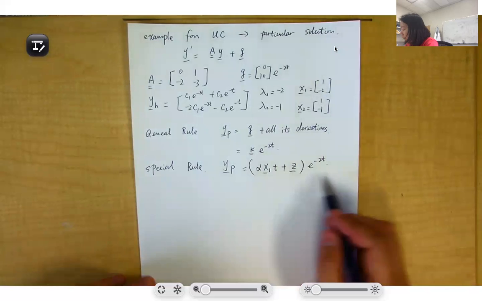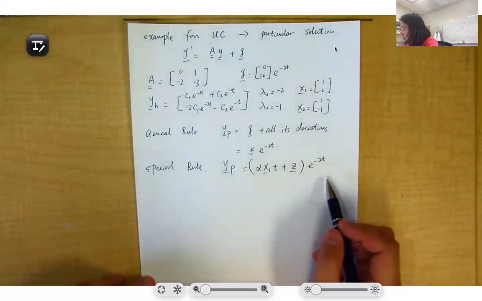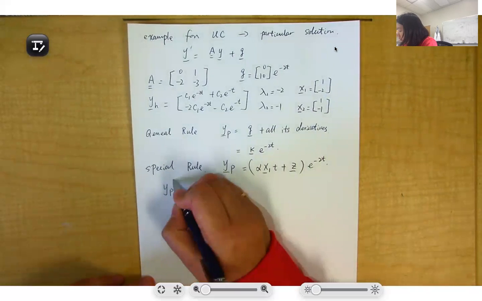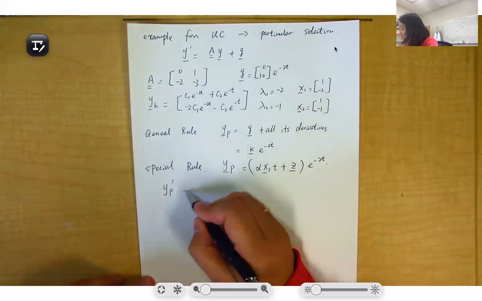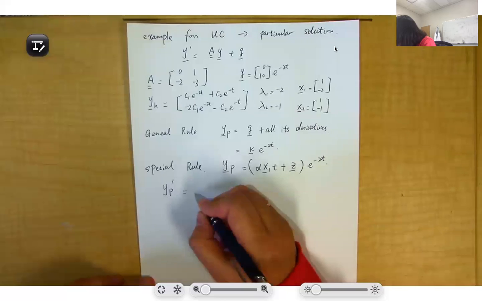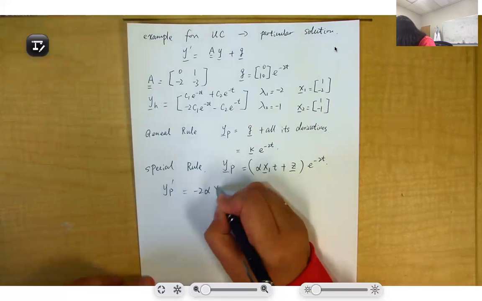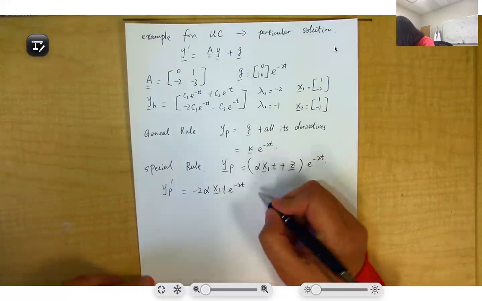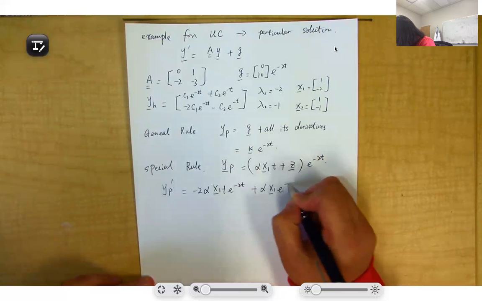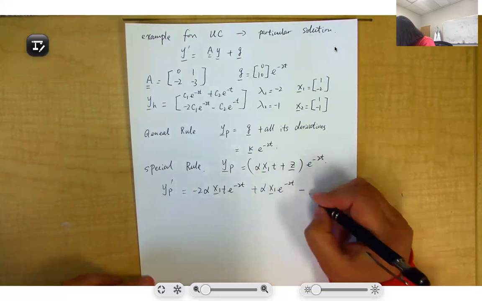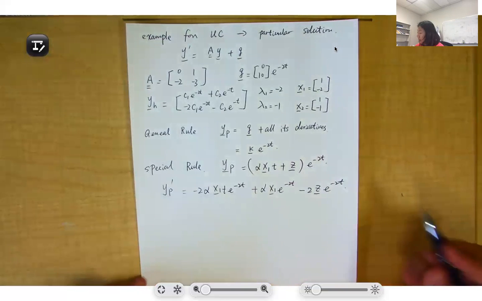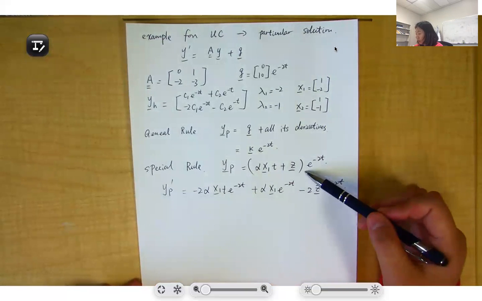Then through this expression of the yp, what we can get is yp prime. So yp prime will be equal to -2 alpha x1 t e to the -2t plus alpha x1 e to the -2t minus 2z e to the -2t. So that is the derivative from this equation directly.